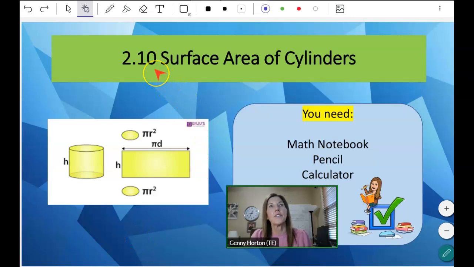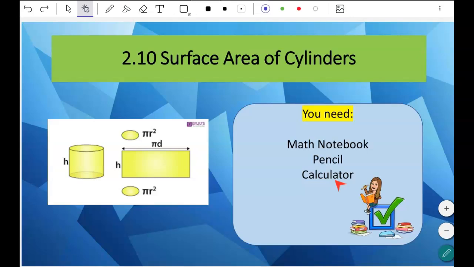Today's lesson is 2.10, surface area of cylinders. You will need your math notebook, pencil, and calculator. Please make sure you're taking notes and working out the problems. You know the drill. Let's go ahead and look at our essential question.